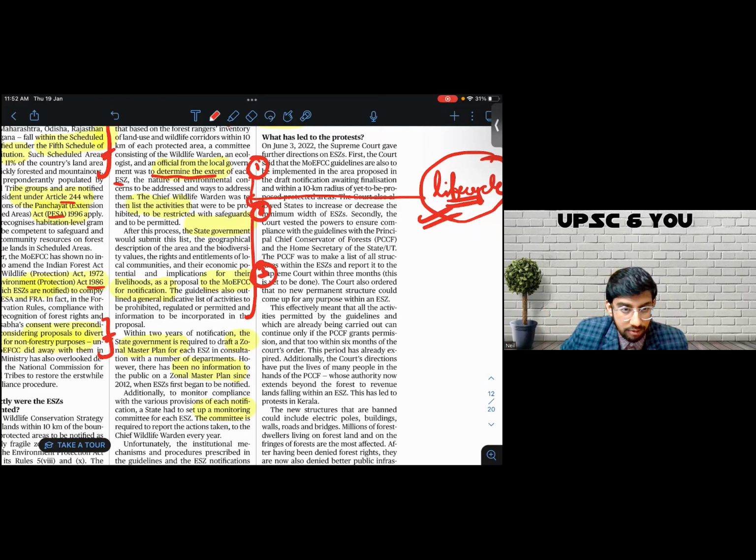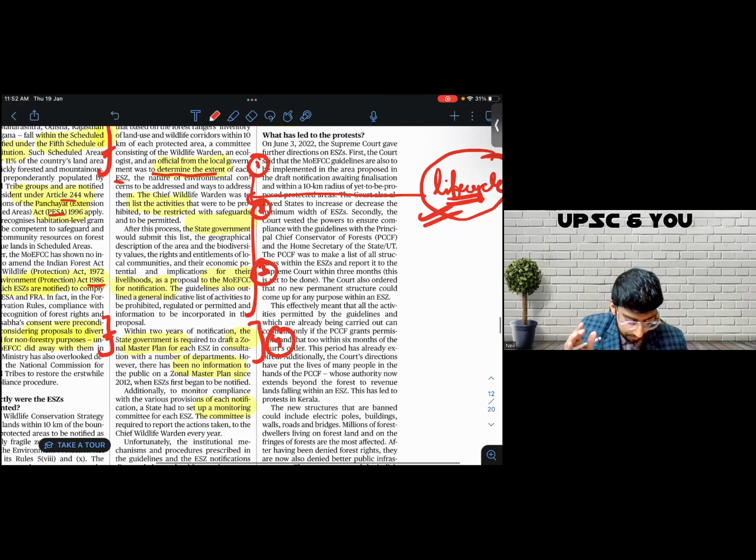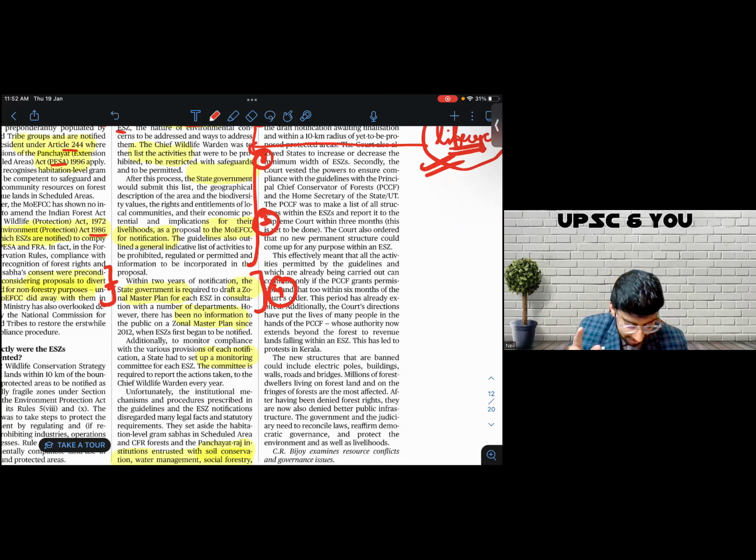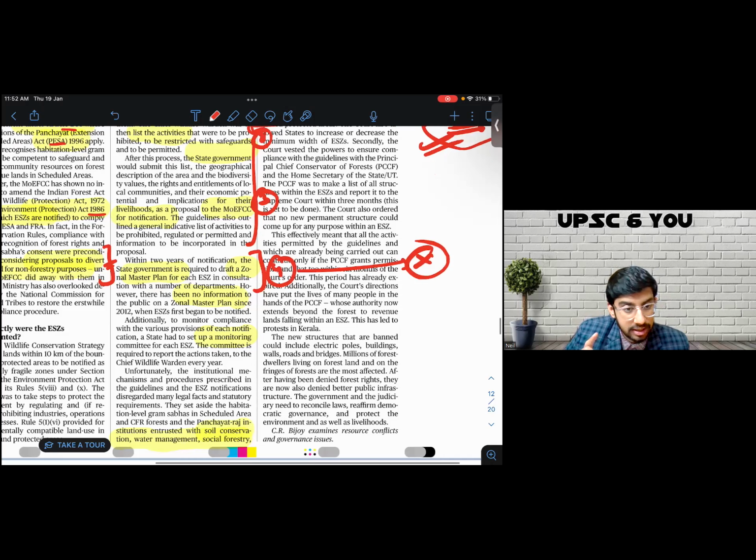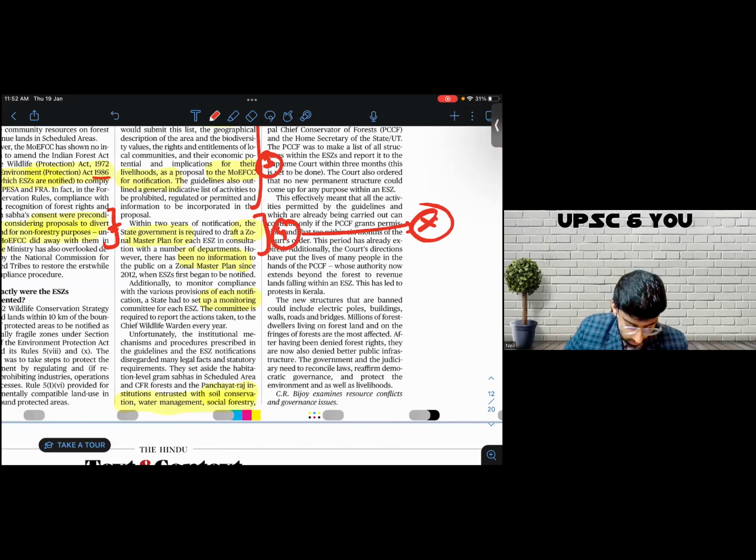And then finally, within 2 years, the state government is required to draft a zonal master plan. Step number 4. The issue is very simple. There is no information for the public on the zonal master plan since 2012. So number 4 has not been realized on the ground. This is one issue. Again, they had to set up a monitoring committee that also has not been set up until now. That is another issue.